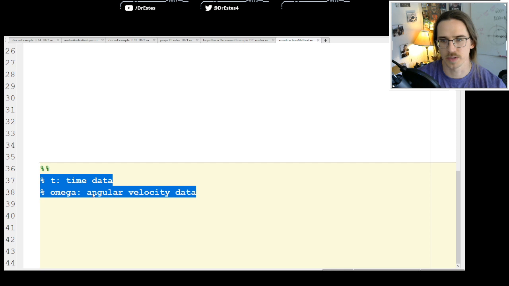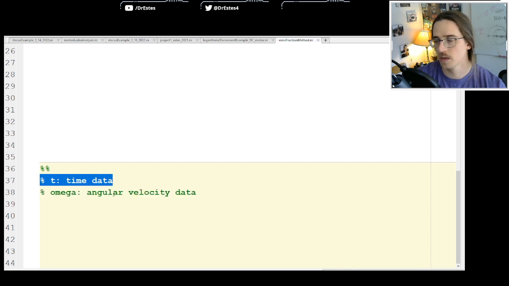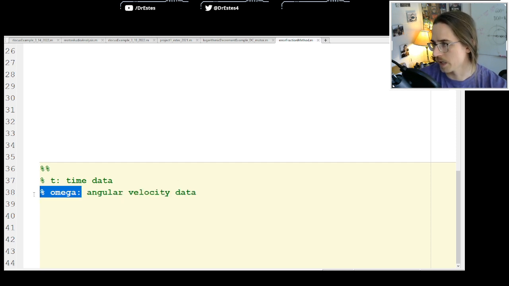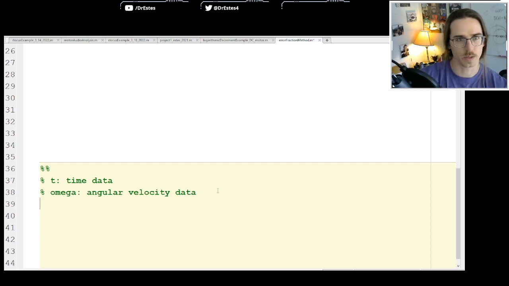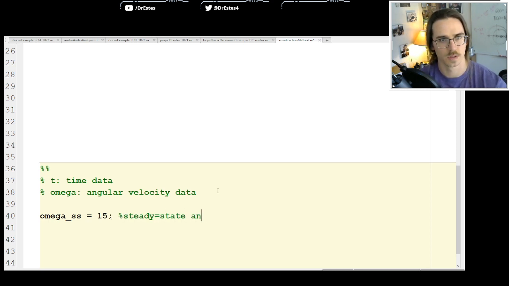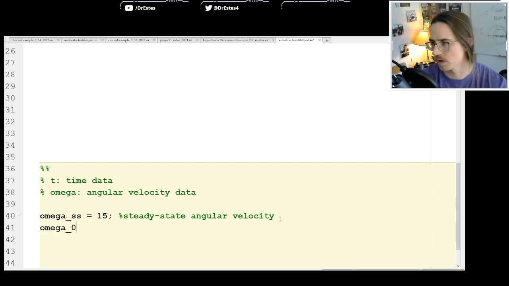Basically, I have two pieces of data here. I have my time data and I have my angular velocity data. And I'm plotting omega as a function of time. So what I'm going to do, I'm going to estimate my steady state value, and it's around 15 angular velocity. And let's also put our initial, I'll just call it omega naught. It started at minus 15.